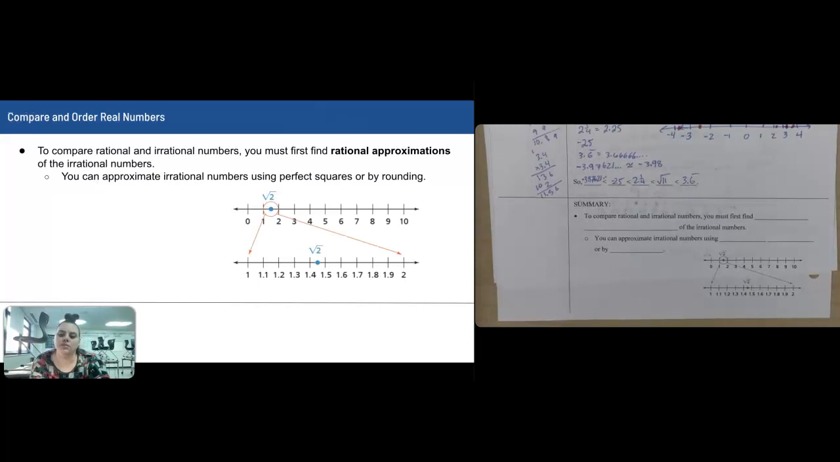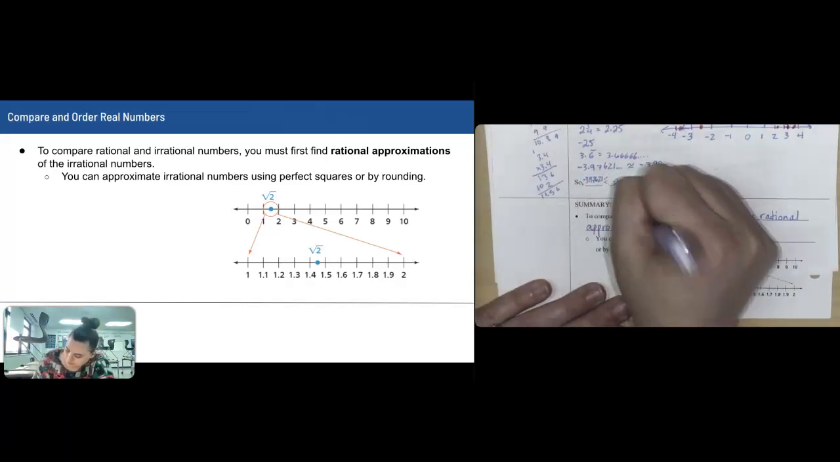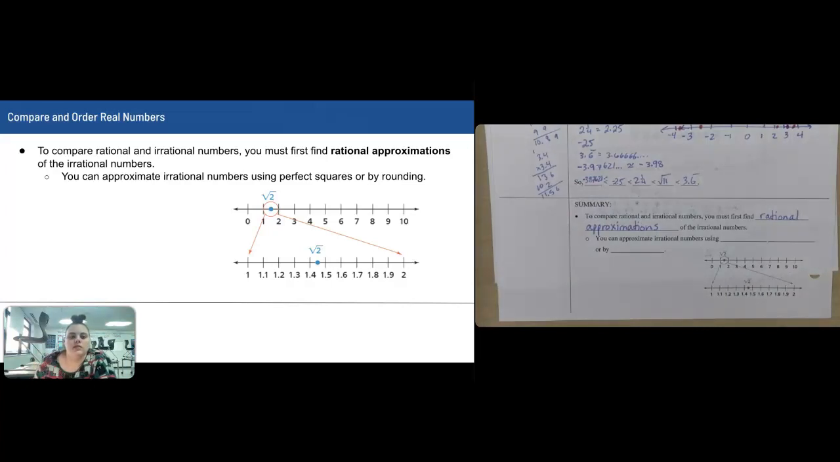Finally, we'll summarize what we just learned. In order to compare rational and irrational numbers, you must first find rational approximations of the irrational numbers. You can approximate irrational numbers by using perfect squares or by rounding. So if it's a square root, you'll use perfect squares. If it's not a square root, then you will round to the 10th or 100th spot to get a good approximation.